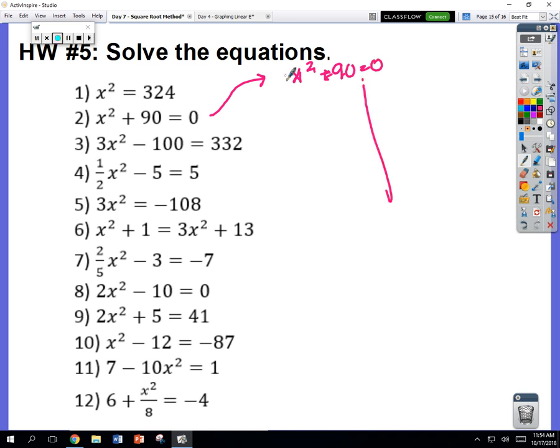Alright, so I'm trying to get x by itself, so I need to move plus 90 to the other side. I'm going to subtract it. And I end up with x squared equals negative 90. Okay, so right now x is being squared, so in order to get rid of that, I need to take the square root of both sides.